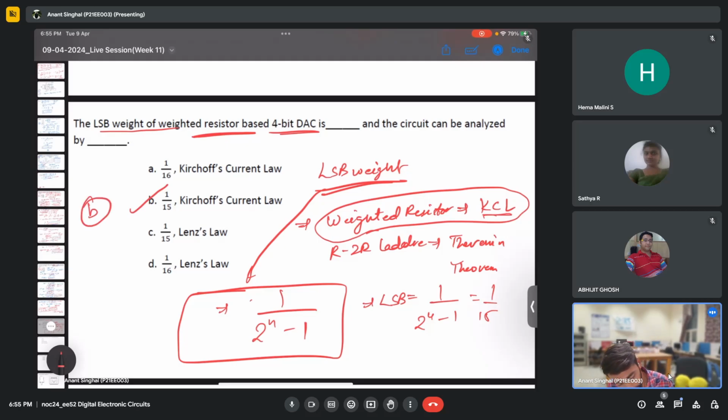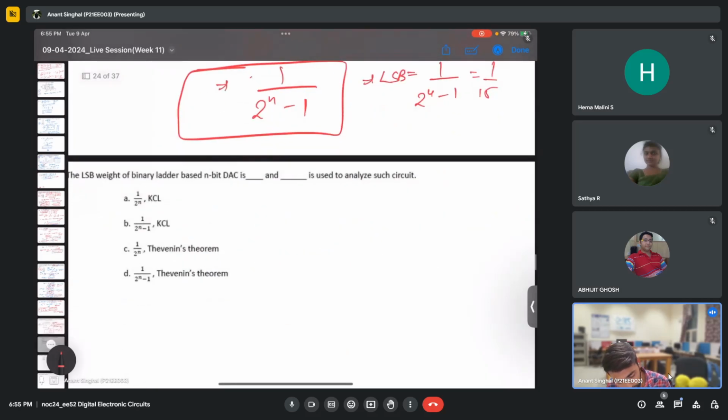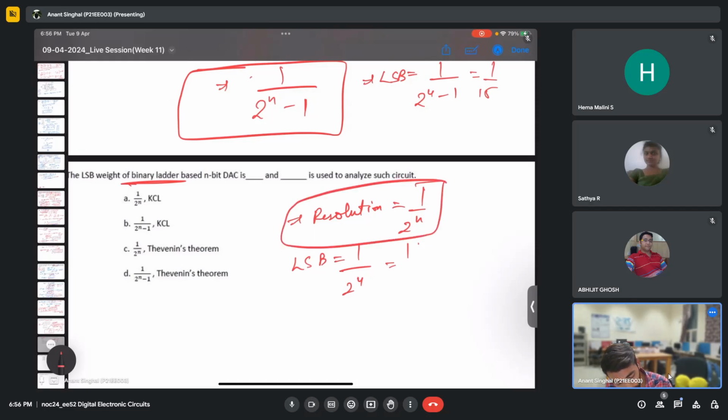Similarly, we have already studied this binary ladder. Here the resolution is 1 by 2 raised to the power n, and it is working on Thevenin's theorem. So we'll calculate the LSB, which is 1 by 2 raised to the power 4. Since it is asking in terms of n only, it will be 1 by 2 raised to the power n only, and it works on the basis of Thevenin's theorem. So option C is the correct answer. These are just basic theoretical questions.